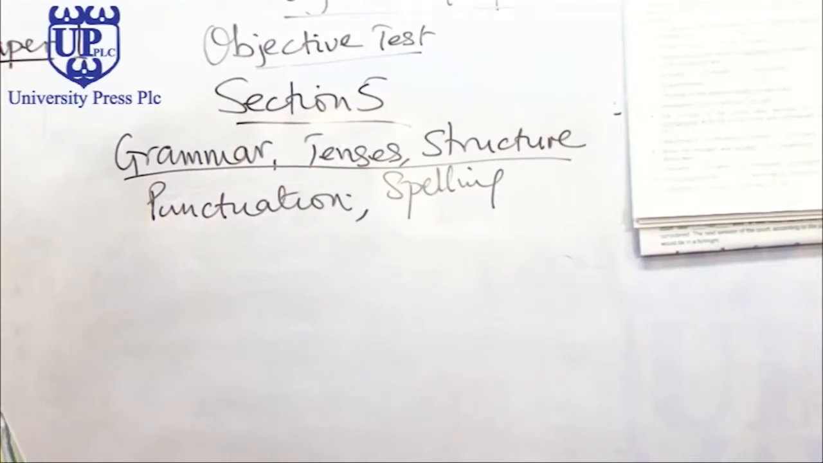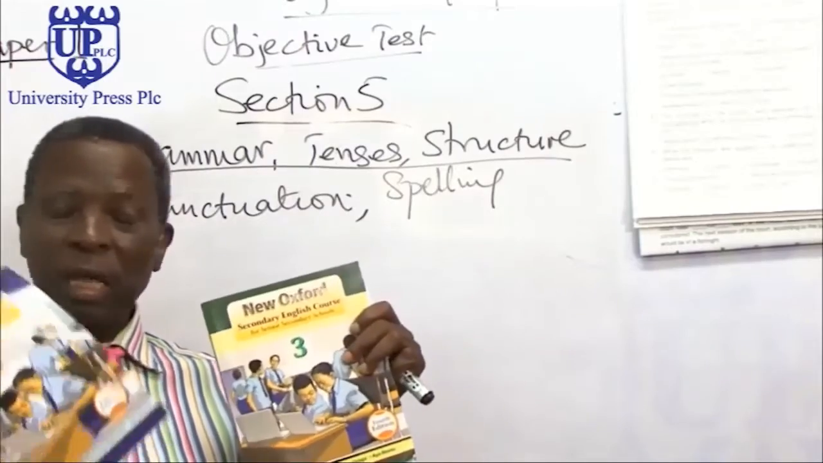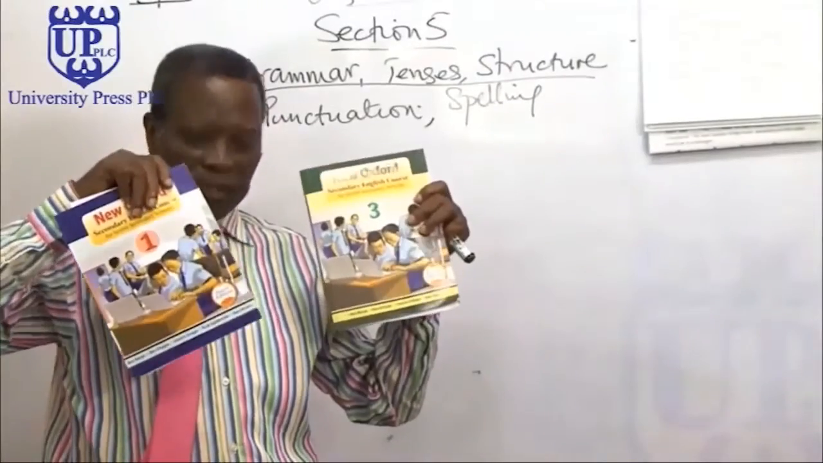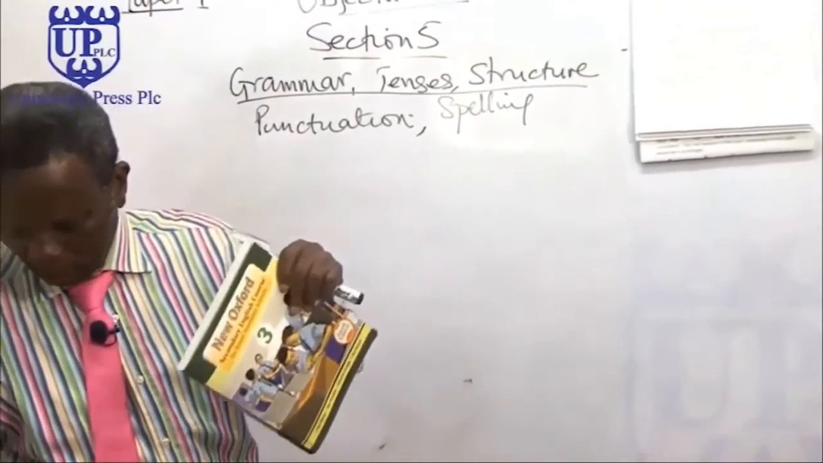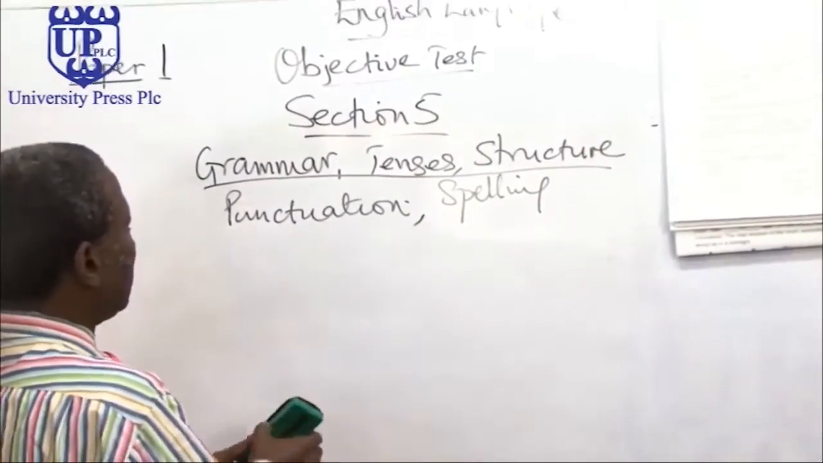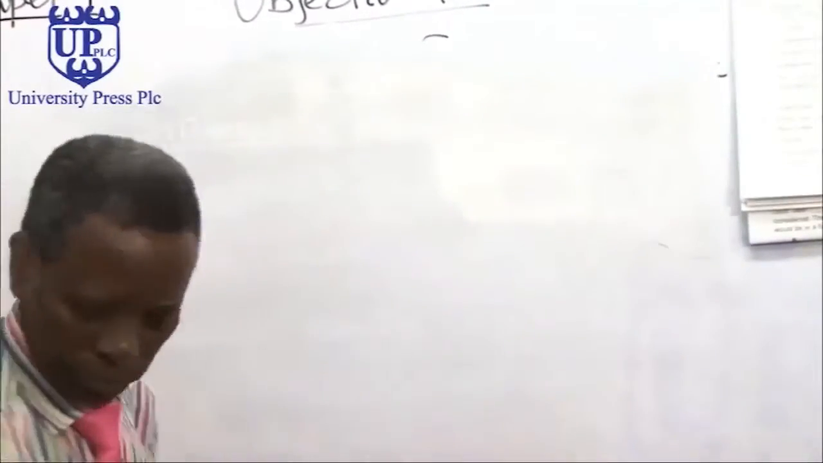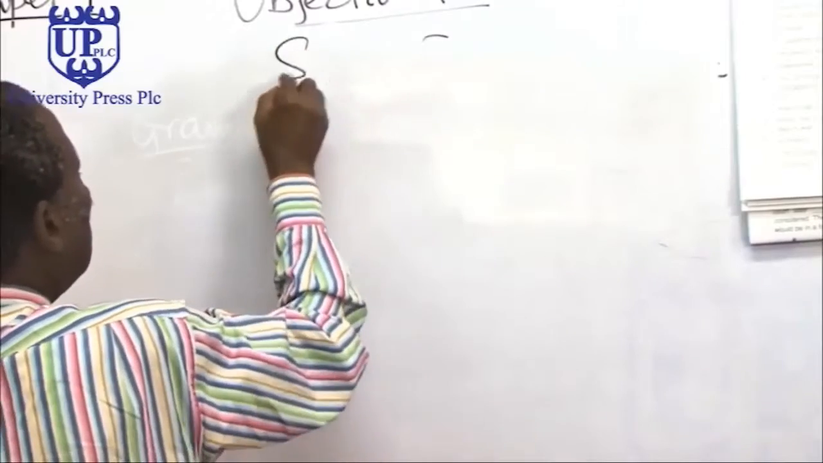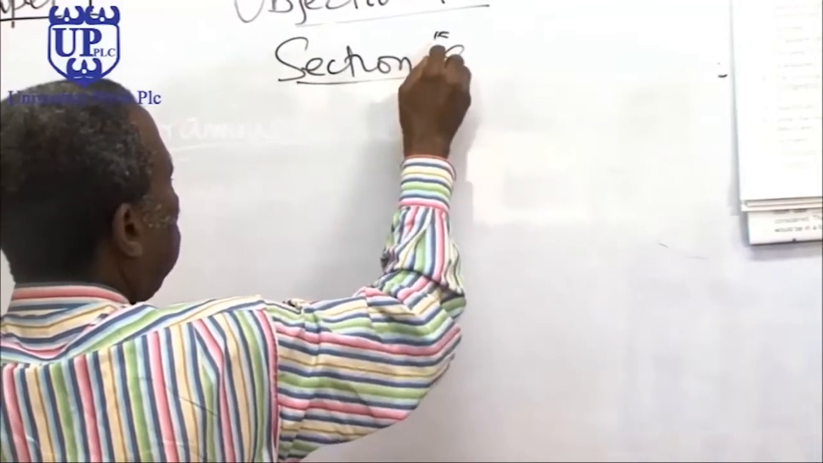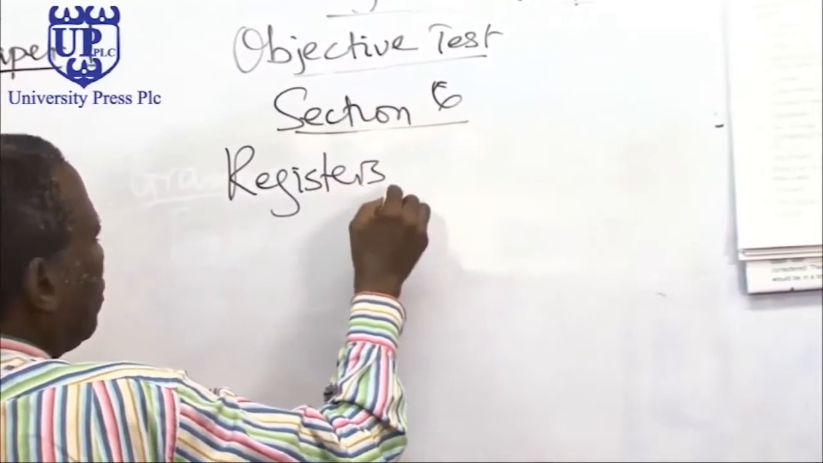And if you master the grammar aspect and the structure aspect in this series, which you have been doing from JS, that time, up to SS1, you will see that many of these items of grammar have been dealt with in detail, and you have no fear at all when you are attempting your SSCE exam in English language. That's section 5. Section 6 deals with registers or vocabulary.